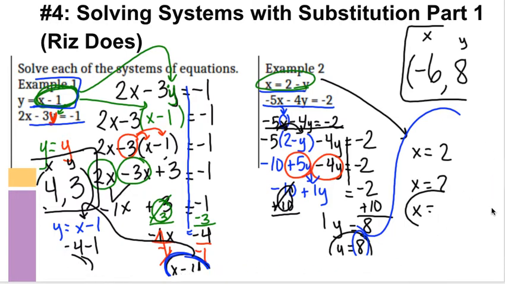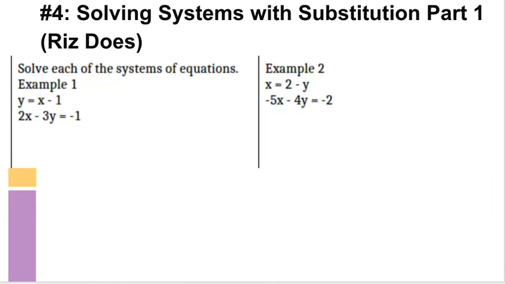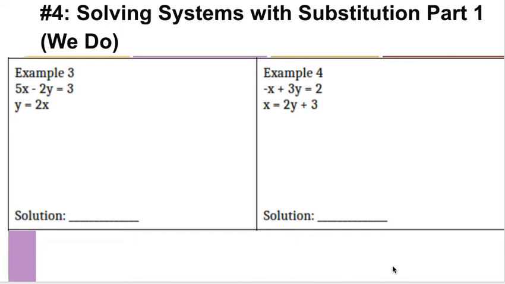Okay, so let's move on to the next couple of examples. Okay, example 3. So I see 5x minus 2y equals 3, and y is equal to 2x. Again, I ask myself which one has a variable by itself. I see that y equals 2x has the variable by itself. So what I'm going to do is I'm going to substitute in this y, right, because this is equal to y. I'm going to substitute it in to the top equation.